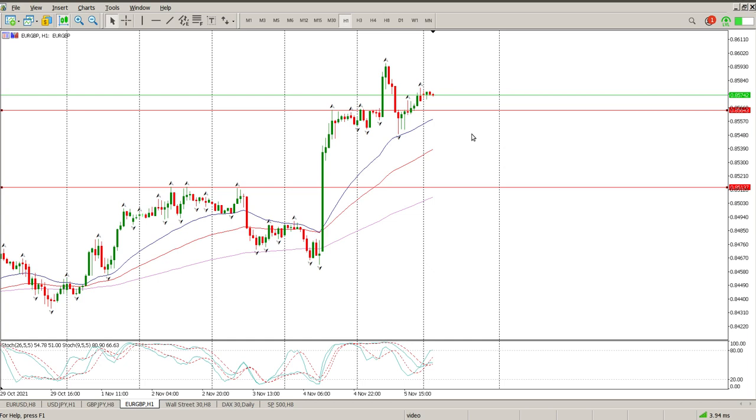A cautious view though, so it'll have to be structure on the hour before I look at it. So that's the level I'm watching first, 0.85643. If that gives way, then we're waiting down here to see what happens here at 0.85137.